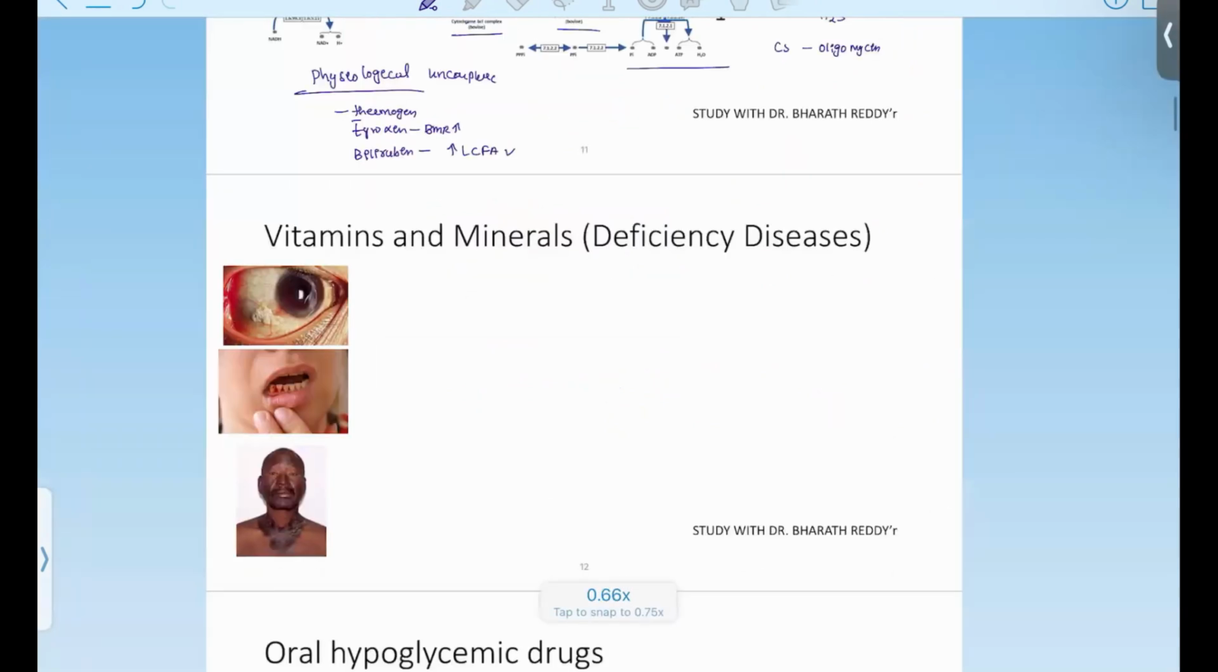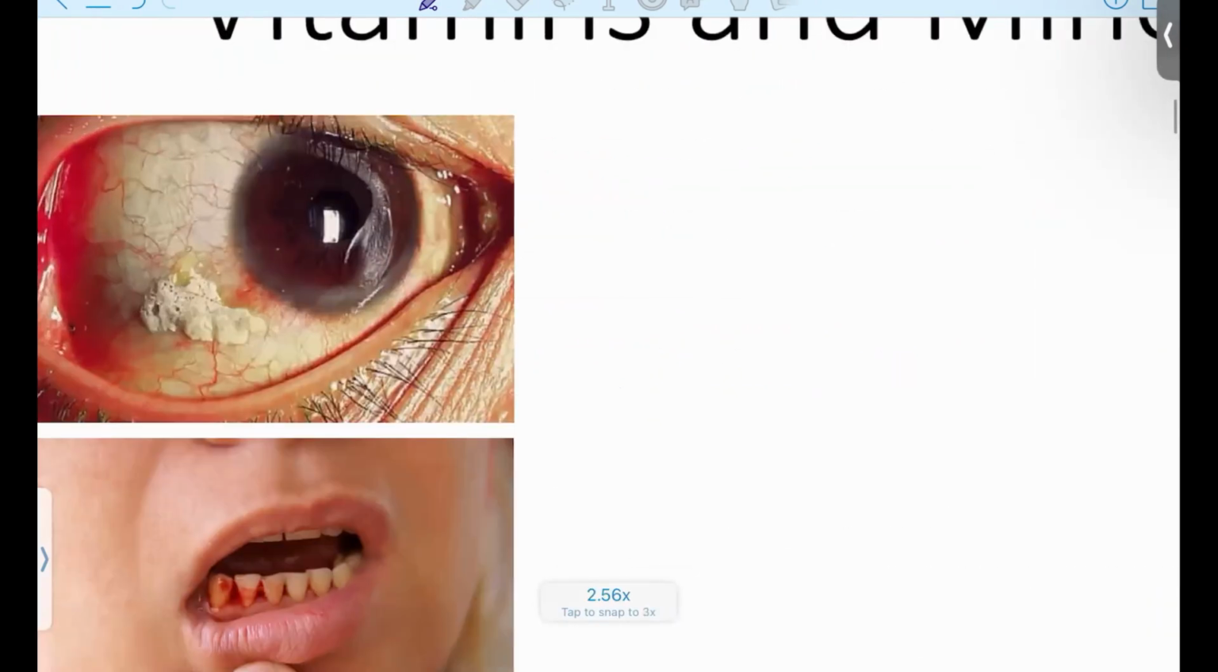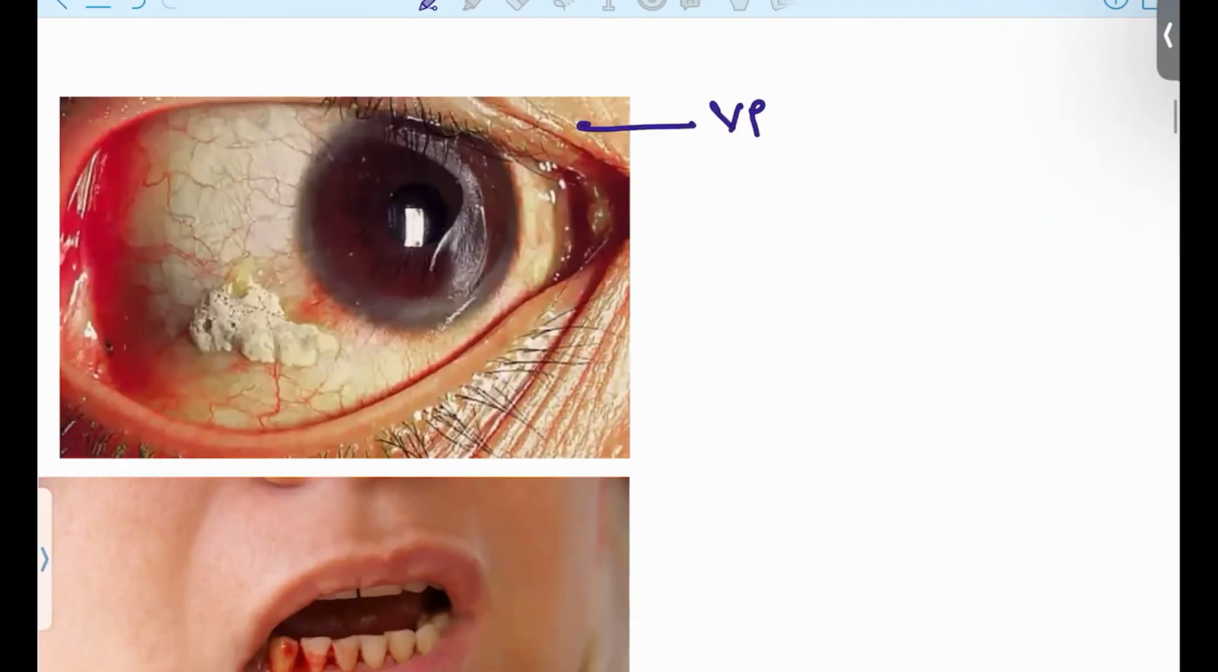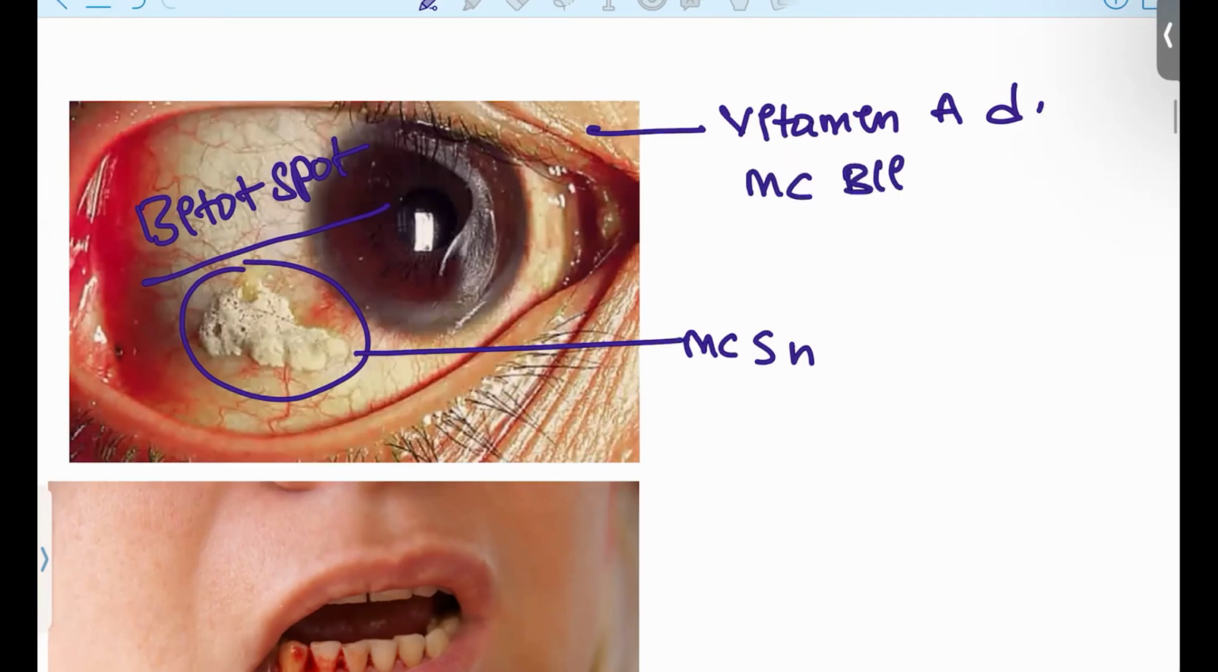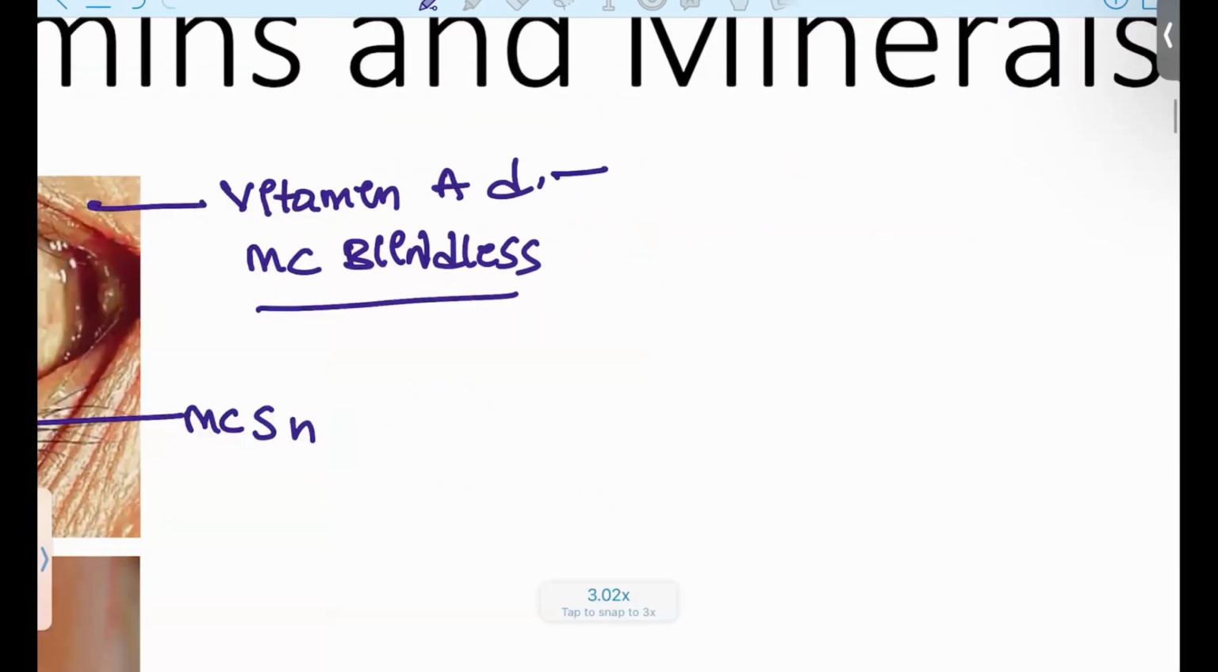Next one is vitamin and mineral deficiencies. This is a classic condition, vitamin A deficiency. In vitamin A deficiency, there is the white spot, right? Bitot's spot, and this is the most common sign present in xerophthalmia patients. And vitamin A deficiency is the most common cause of blindness, in children the most common painless blindness is due to vitamin A deficiency. Along with that, there is follicular dermatitis on the elbow regions, so follicular dermatitis is also seen in patients with vitamin A deficiency.